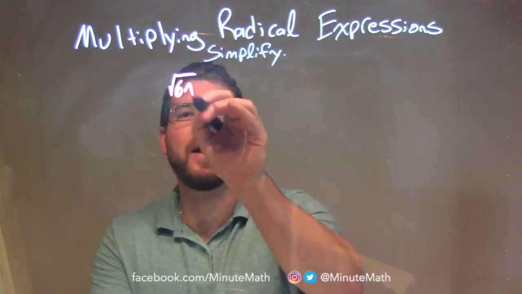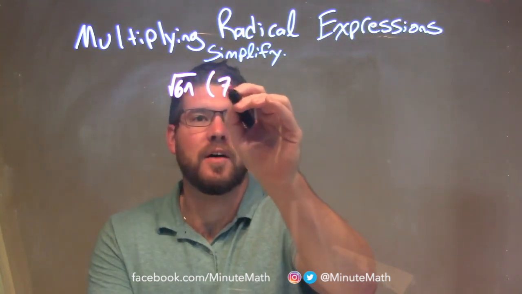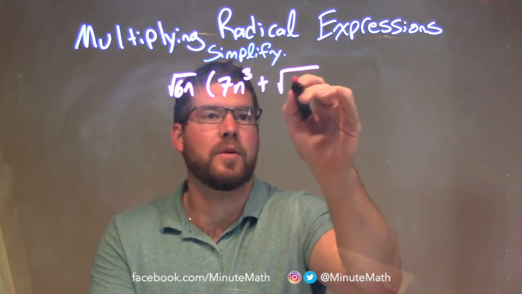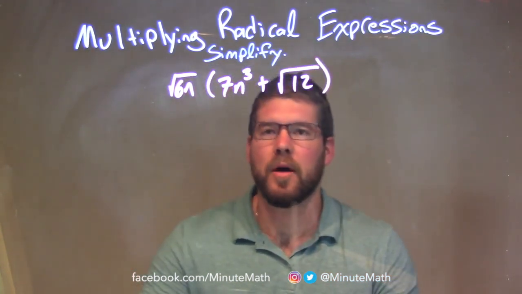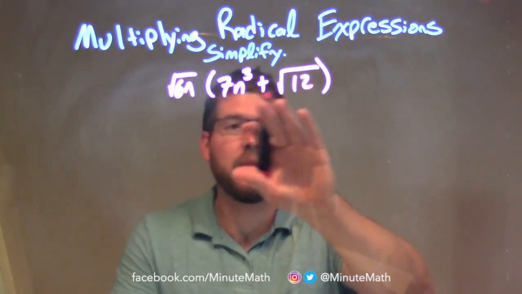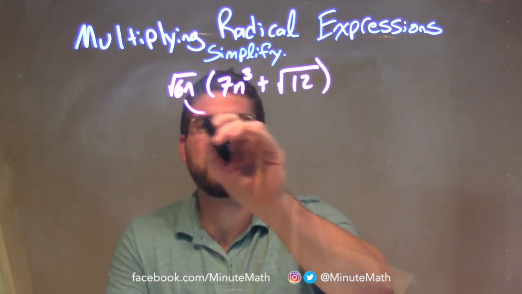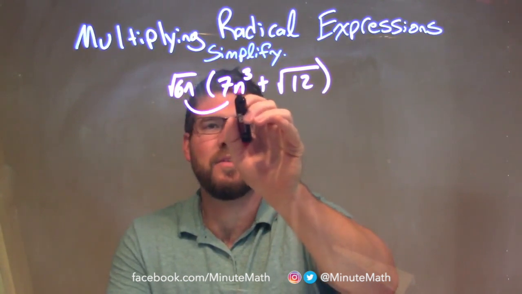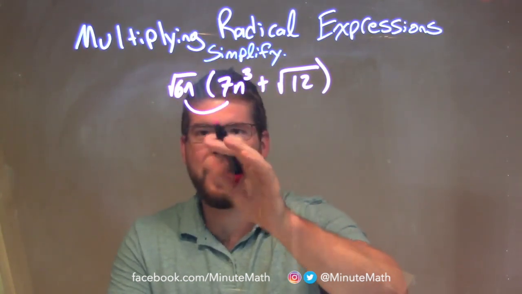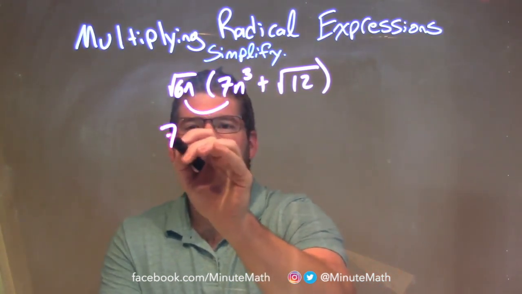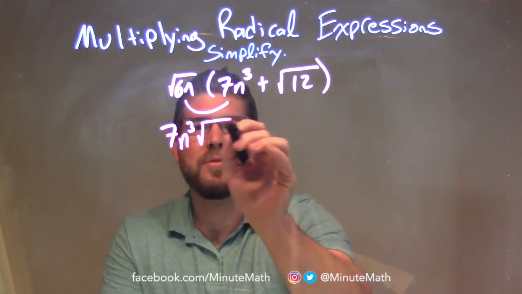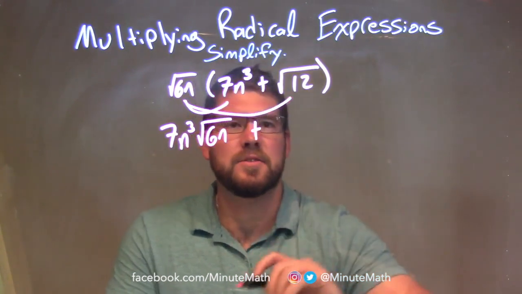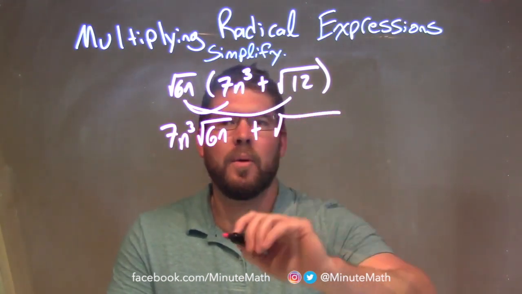Square root of 6n times 7n to the third plus square root of 12. All right. Well, inside this parenthesis, there's nothing that I can do to simplify. So let's distribute the square root of 6n to both parts. Square root of 6n times 7n to the third really can't combine anything under the square root. So we have 7n to the third times the square root of 6n. That's it. Plus, we distribute now the square root of 6n to the square root of 12, and this one we can combine under one big square root.